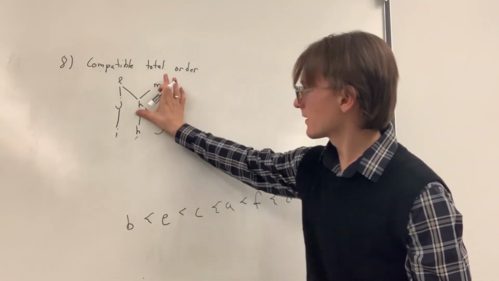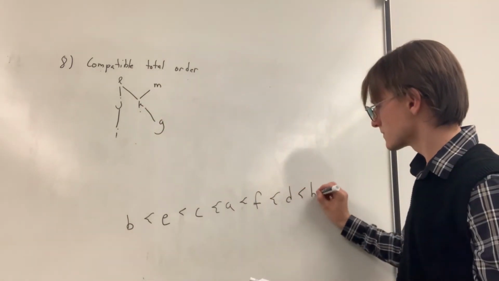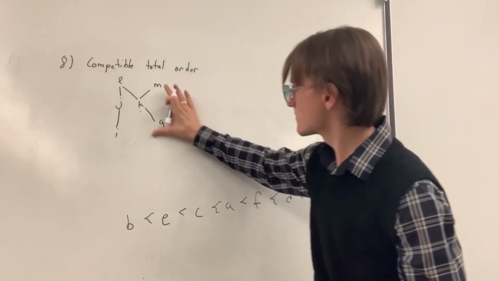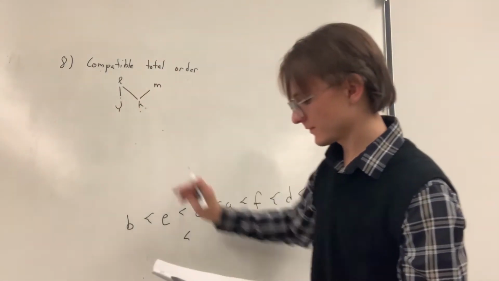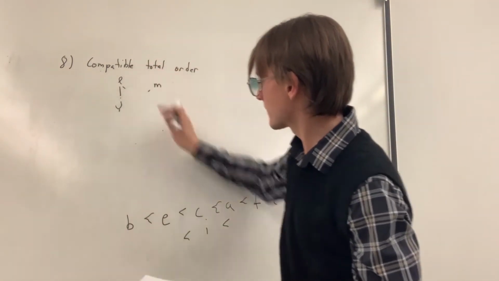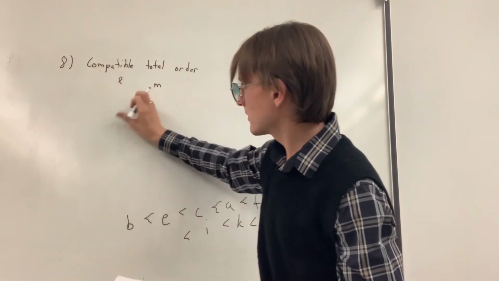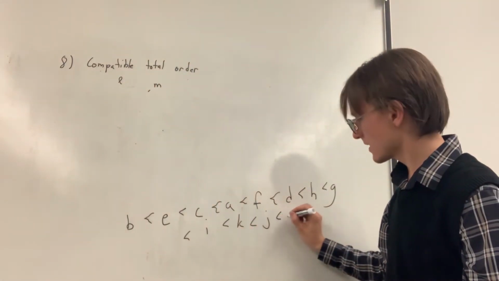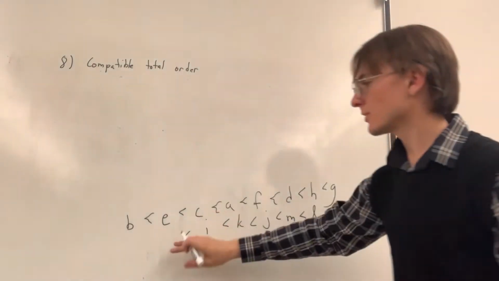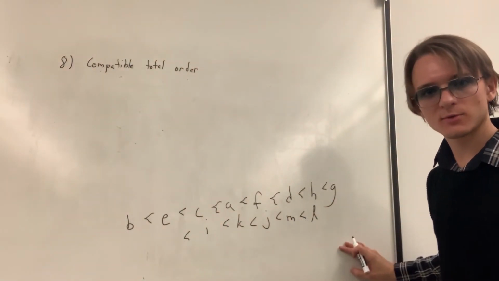From there, H. From there, let's go for G. So I. We remove K, J, M, and finally L to create the following compatible total ordering.